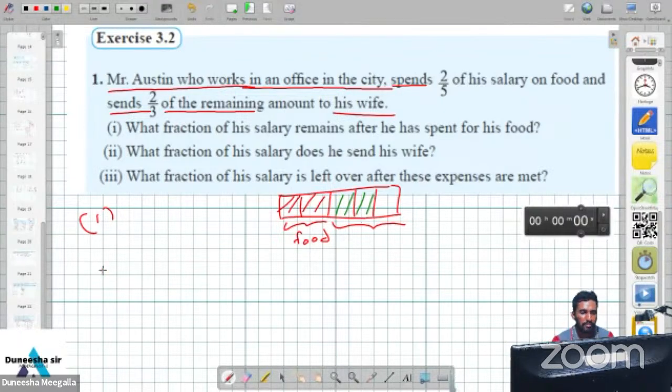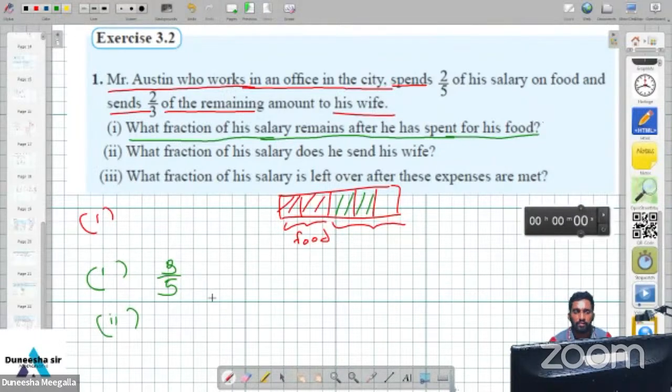Now you can get the answers. What fraction of his salary is remaining after spending on his food? How much? 3/5. 3/5 remains.